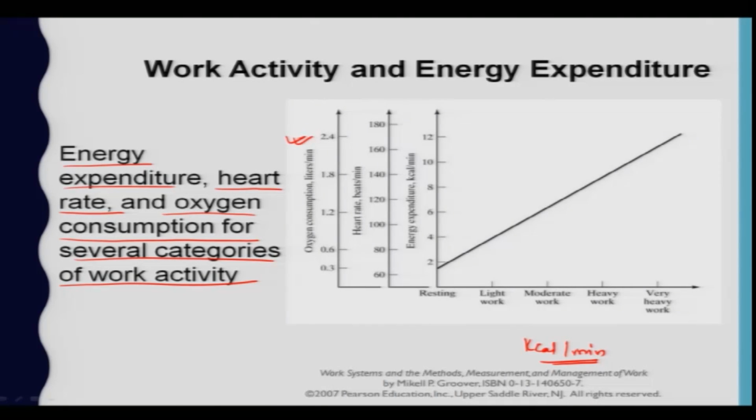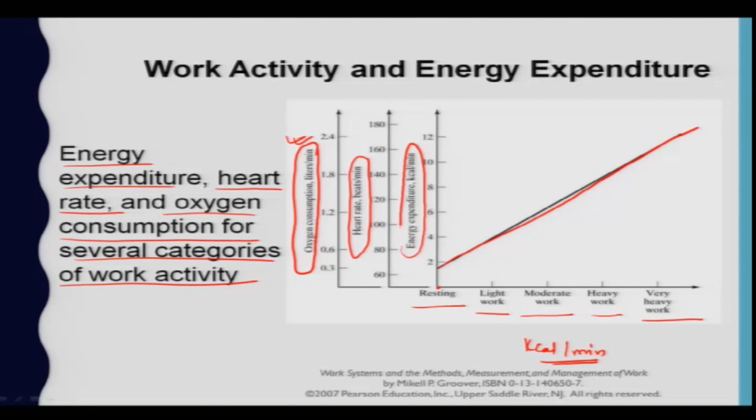So here there are various work activities like resting at the origin, light work, moderate work, heavy work and very heavy work. At a steady pace there is a constant line that has been drawn. It indicates that the rate of oxygen consumed by the body is proportional to the heart rate. Heart rate can be expressed as beats per minute, at least in the steady state, and is also proportional to the energy expenditure rate.